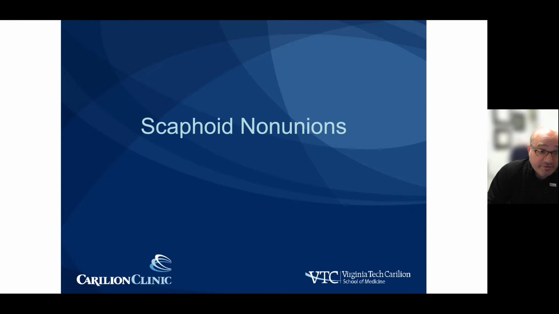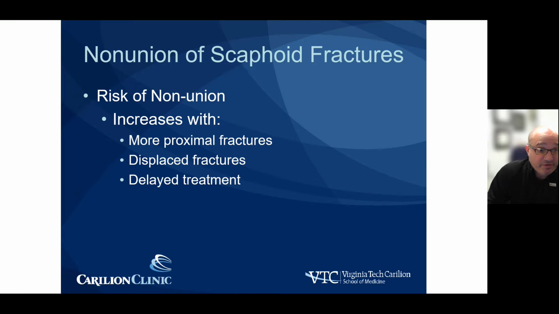For scaphoid non-unions, as we move forward, non-union of the scaphoid does increase with more proximal fractures, displaced fractures, and delayed treatment. Proximal pole fractures have a high risk of non-union, as do displaced fractures. Even with treatment of these fractures, the fracture may not heal. Usually surgery is required, but it's not always successful.